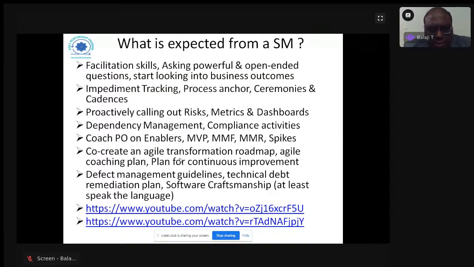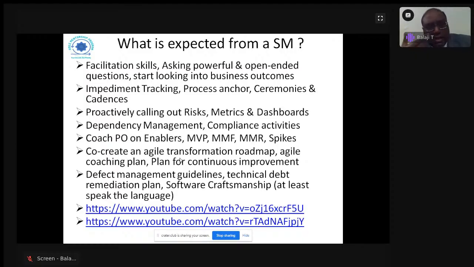Generally, a Scrum Master is expected to facilitate the ceremonies, ask powerful questions, or rather open-ended questions, and start looking into the business outcomes. And a Scrum Master should be good at tracking the impediments and also solving them. Why? Because if the Scrum Master solves the impediment, probably the team can focus on the core work, right? So the Scrum Master plays the role of an impediment remover or improvement enabler.